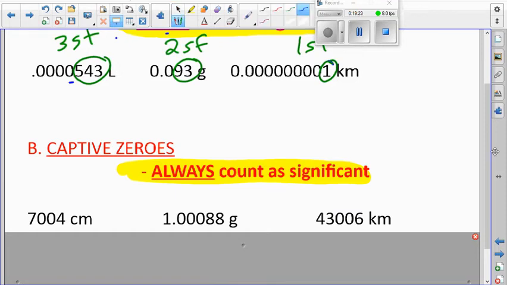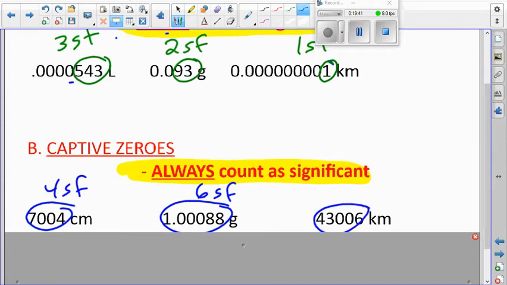7,004. 7's a non-zero, 4's a non-zero. Everybody trapped in between them, no matter if they're 0 or not, are significant. So all these are significant, 4 sig figs. All these are significant, 6 sig figs. All these are significant. Those are captive zeros, 5 sig figs.